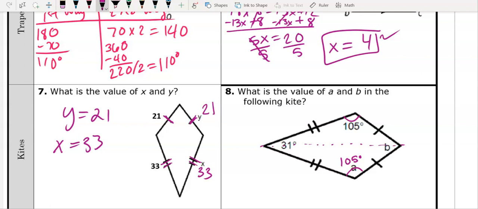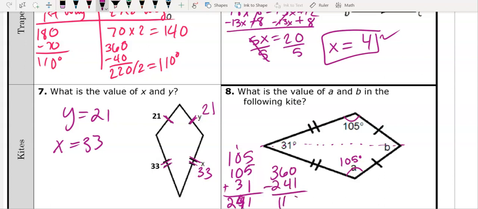So in this question, B is not 31. But what do all four angles in a polygon add up to? 360. So if we add all the angles together and subtract from 360, we can get that missing angle B. I got 241. 360 minus 241, 119. Correct. So B is 119 degrees.